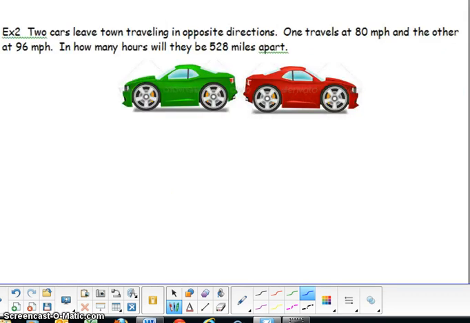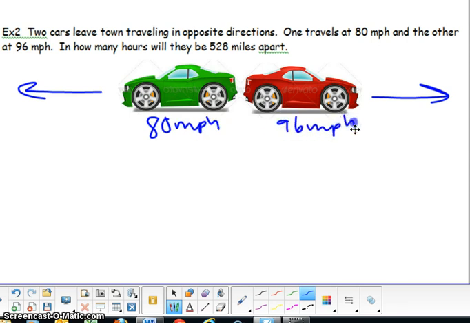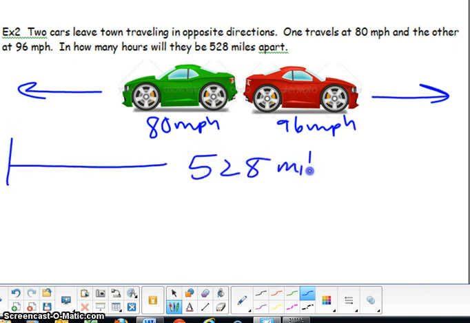Here we have 2 cars leaving town, traveling in opposite directions. So this one's going in those 2 directions. One travels at 80 miles per hour, so we'll go ahead and give this guy the 80 miles per hour. And the other one is 96 miles per hour. And how many hours will they be 528 miles apart? Okay, so that's understanding the problem. Now let's see if we can organize this in a chart.